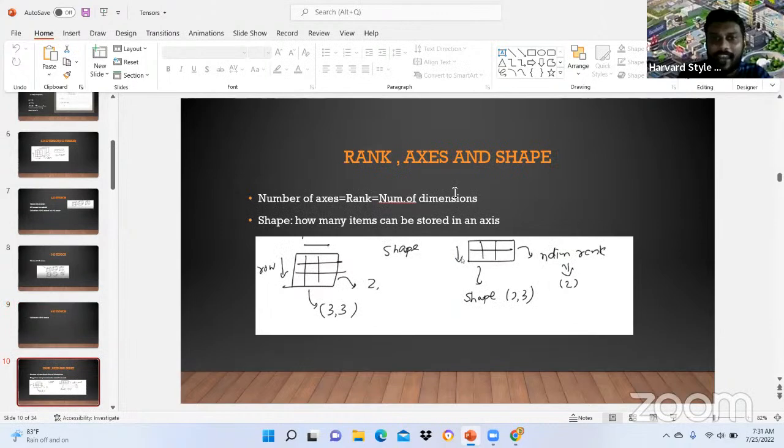Before we go to the rank, axis, and shape, did you guys understand all of these things up to the 6D tensor? Understood this thing?